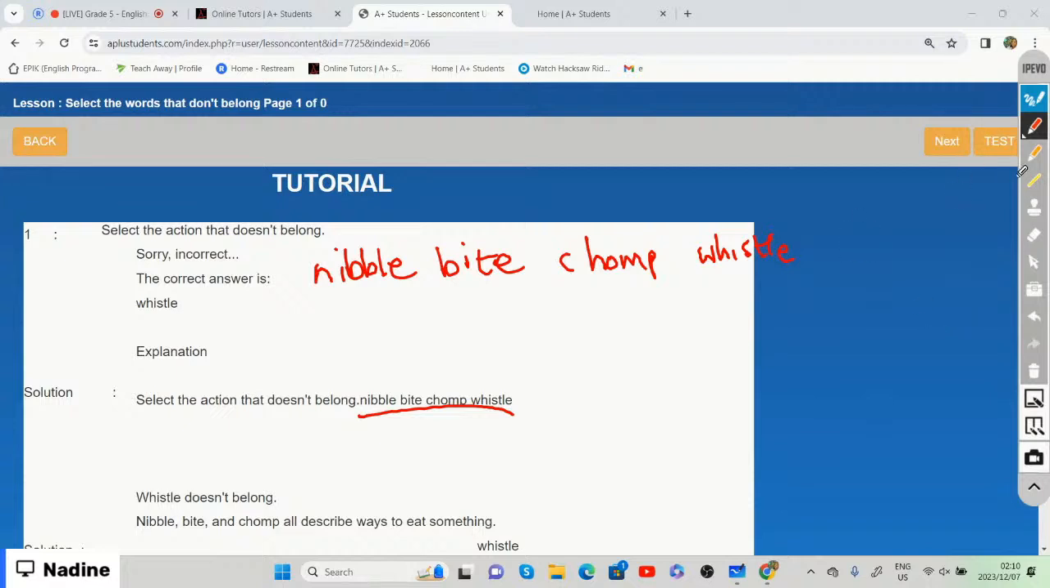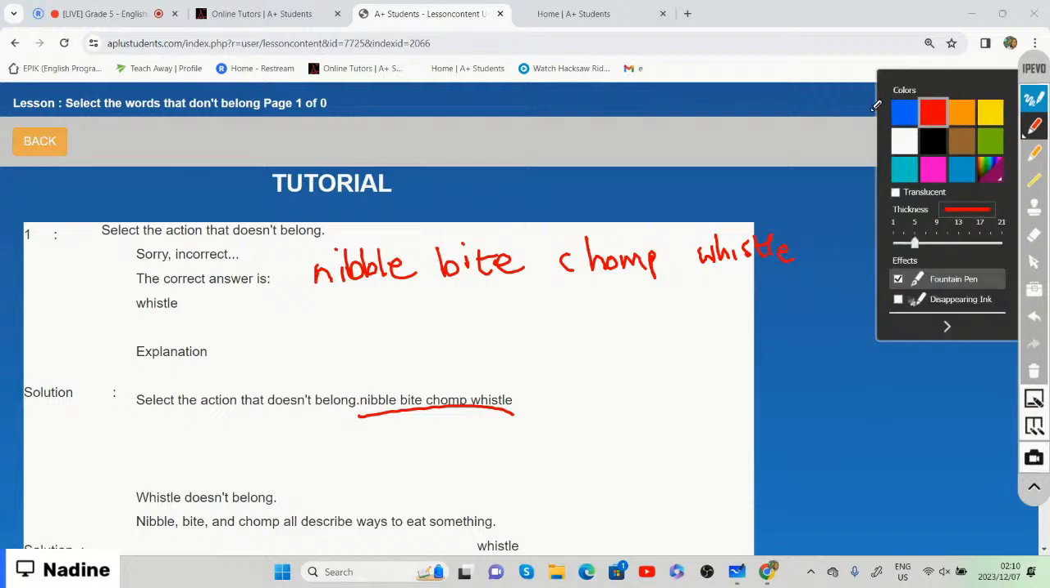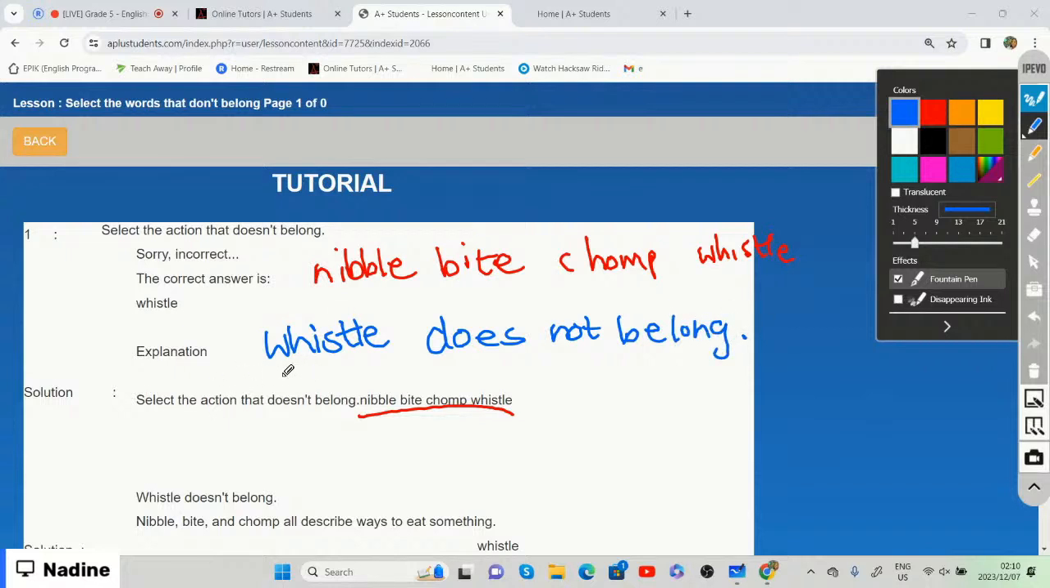And we can then say that whistle does not belong. So we remove whistle because whistle has got nothing to do with nibbling, and it has got nothing to do with biting.